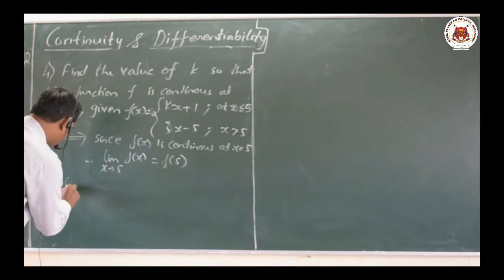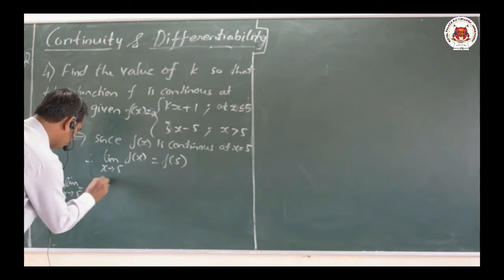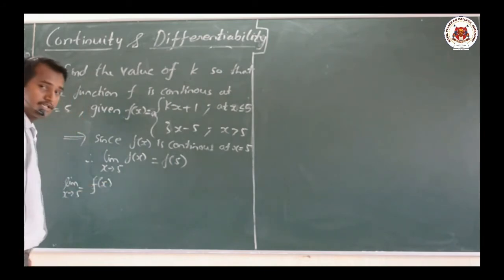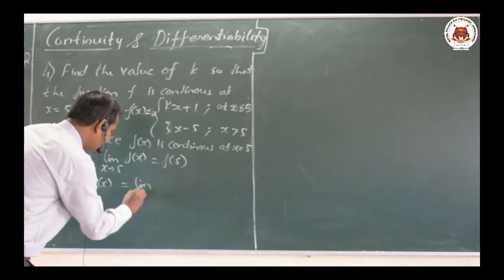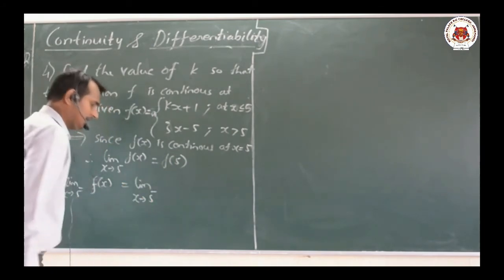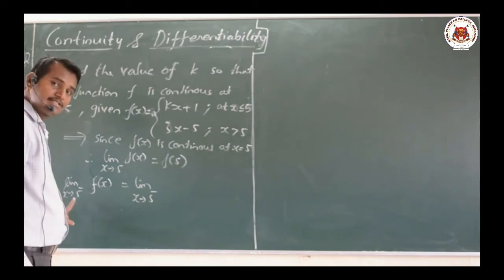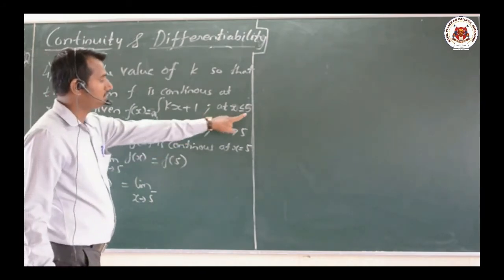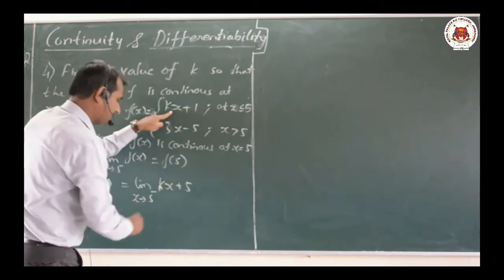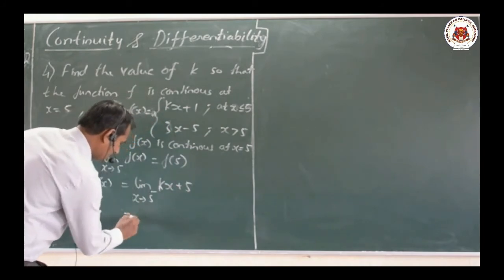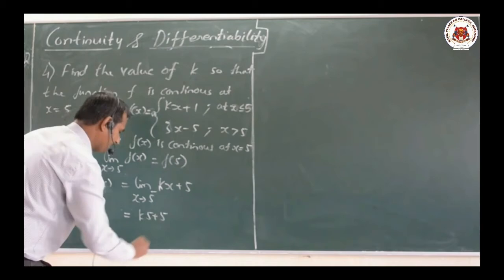Therefore, we shall find the left and right hand limits. The limit as x tends to 5 minus f of x: what is the function f of x for the left hand limit? Left hand limit means x less than 5. Less than 5 means what is the function value here? Kx plus 1, and the value will be, after substituting the 5 value, what we get here? K5 plus 1. First thing.